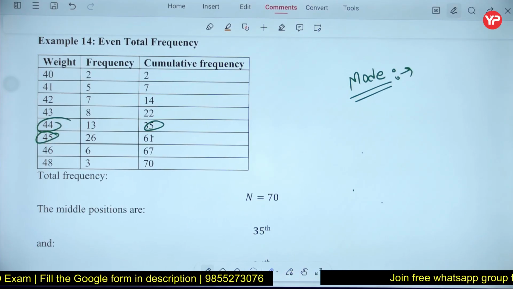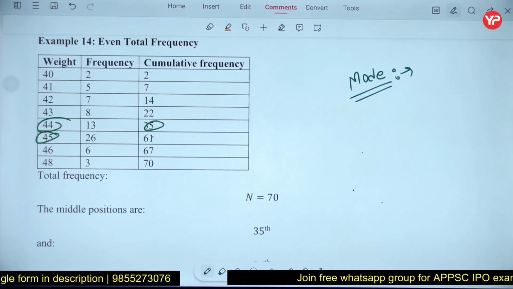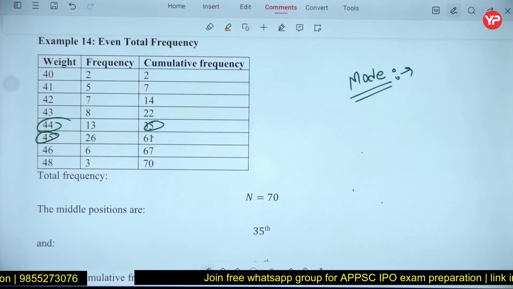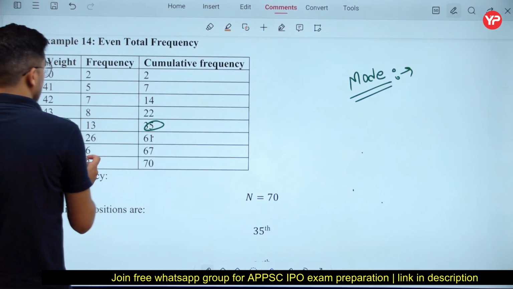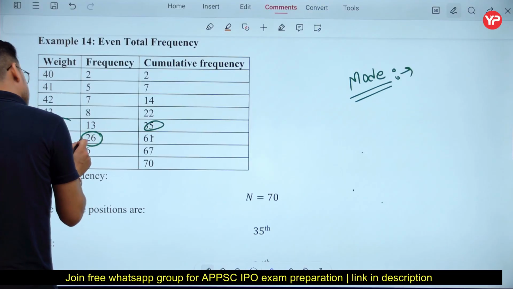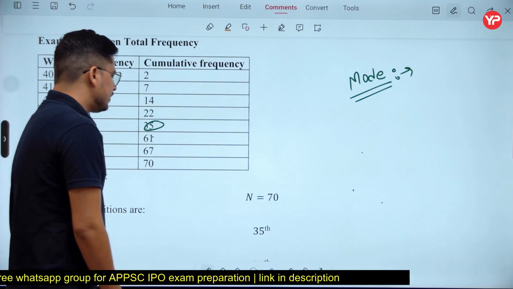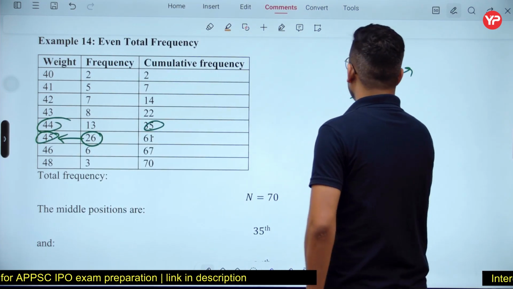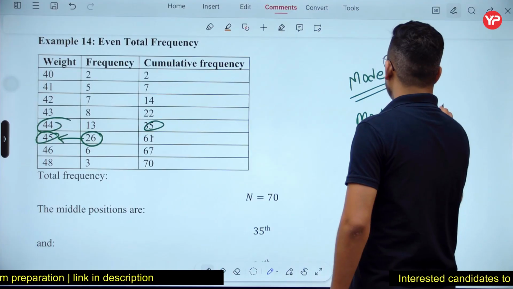The observation having the highest frequency is generally known as the mode. Inside this data, if you are going for frequency, 45 has the highest frequency, that is 26. So the mode of this data will be 45.